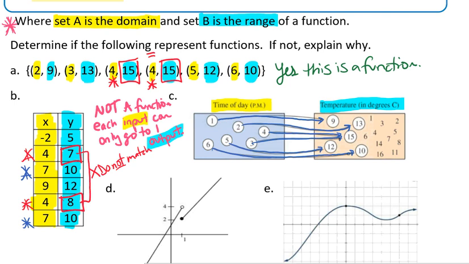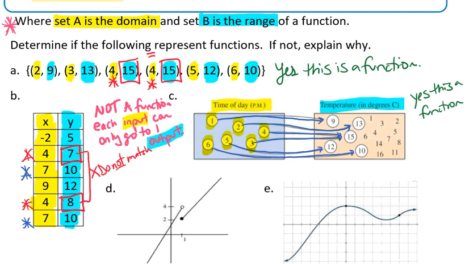So what we want to do is make sure that there is only one line coming from each of our numbers. So if we look at each number, one line, one line, one line, one line, one line, one line, and none of them repeat. And so yes, this is a function. It doesn't matter that both 4 and 3 went to the number 15. All that matters is that none of the numbers repeated in our time of day box and went to different numbers.